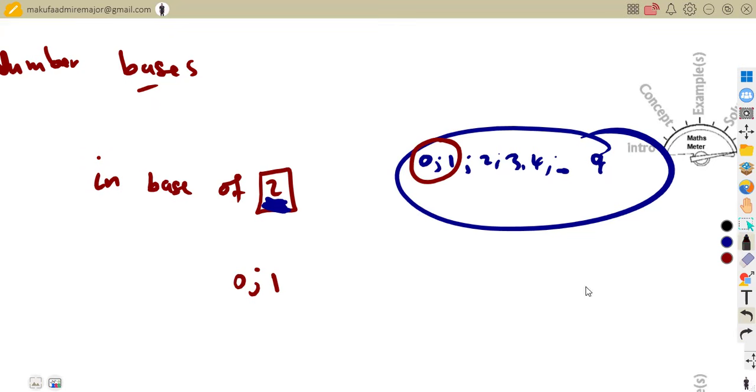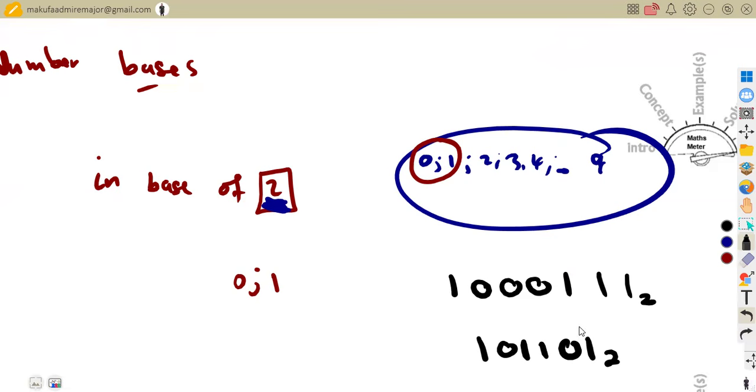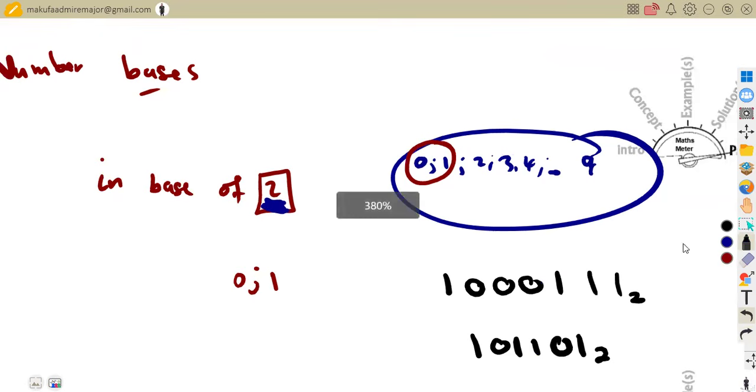So I can have any simplification of a number, 1, 0, 0, 0, 1, 1, 1, whatever that I'm going to have in base of 2. I can have whatever I can have here as long as these numbers that I'm having here are less than the base. That is what you need to understand. So you have to be very, very careful in your simplification.